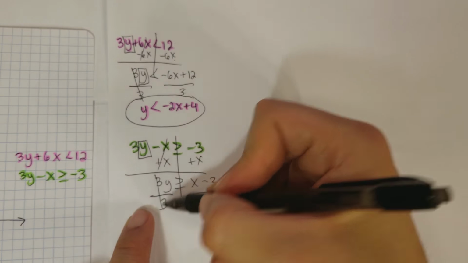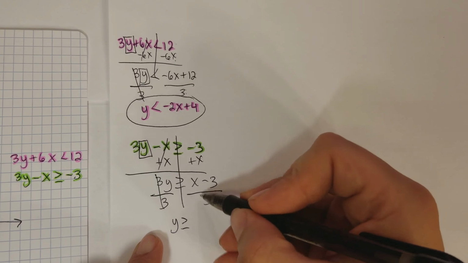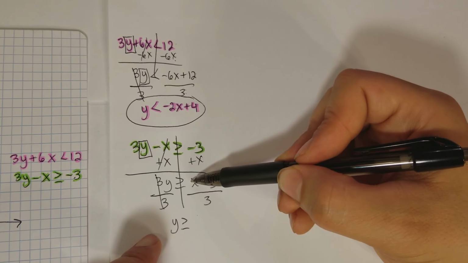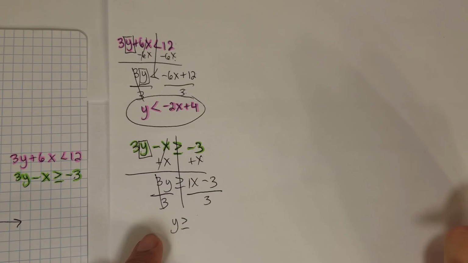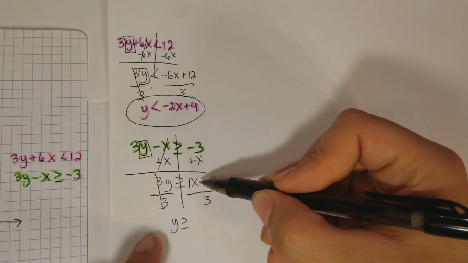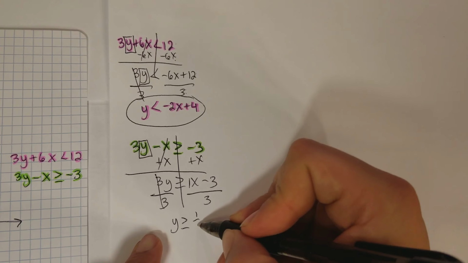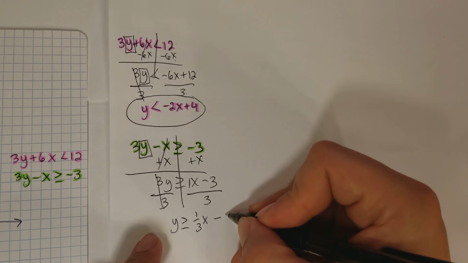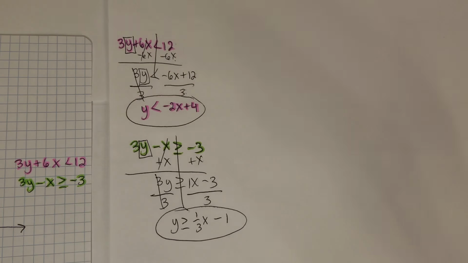So if I divide this side by 3 and divide this side by 3, I get y is greater than or equal to 1 over 3x minus 1. There's a 1, by the way, in front of the x that they don't really write. So I'm going to just put it in there, just so you guys know where that comes from. So 1x over 3, and minus 3 divided by 3, we get 1. So this is my second equation that I could graph.